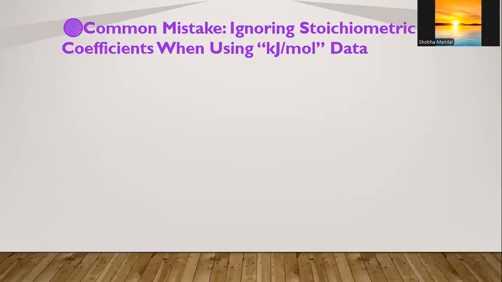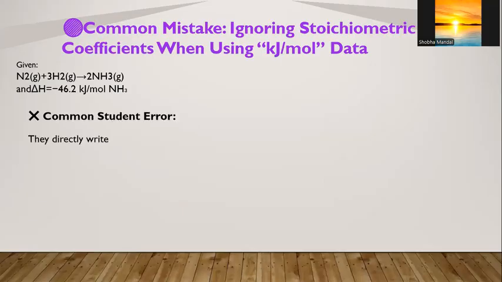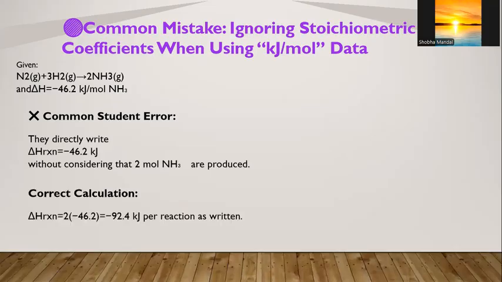And one bonus question to look at the mistake. In some questions where we have to calculate kilojoules per mole, like in this question, the enthalpy of the reaction is given in terms of moles of ammonia. Students directly write delta H of reaction equal to minus 46.2 kilojoules without considering that it is for one mole of ammonia, and that in the reaction 2 moles of ammonia are produced. So the correct calculation should be 2 times the enthalpy given.